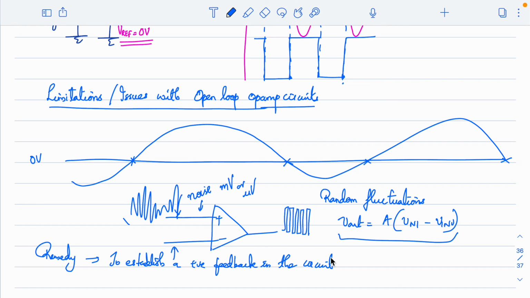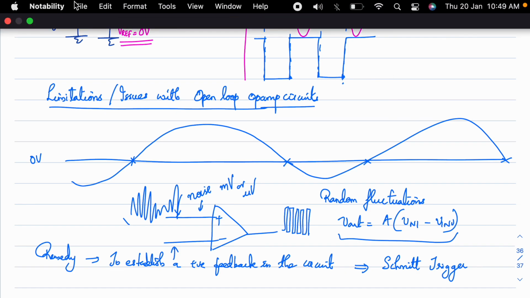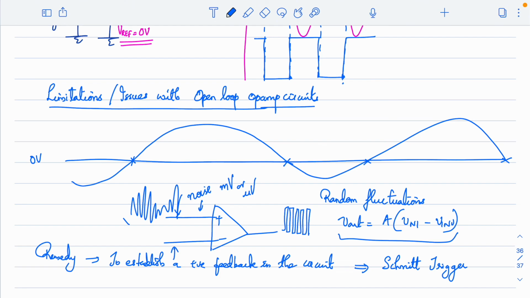Such a circuit is called a Schmitt trigger, which we will discuss in our next class, right? The Schmitt trigger is a circuit based on a positive feedback mechanism, which can remove these kinds of random fluctuations which can come at the output whenever there is a noise signal present. Alright, so that we will discuss in our next class. If you have any questions based on today's discussion, you may please ask.